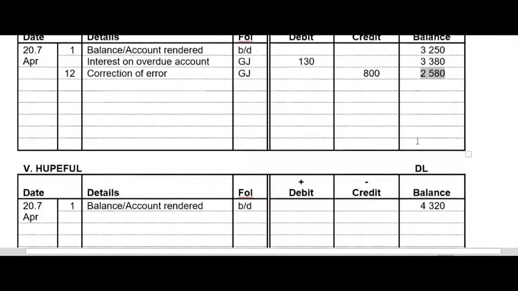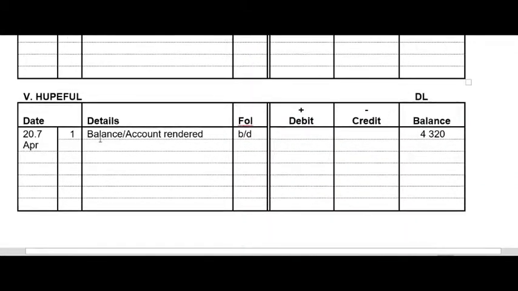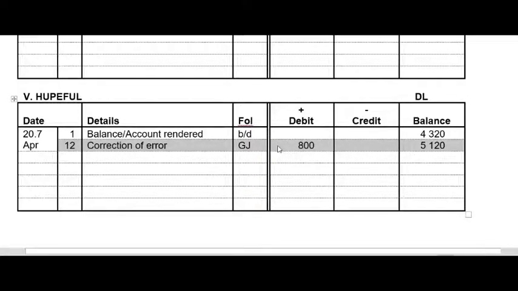2,580. Then if you look at V. Hopeful, his account rendered or his opening balance was given to us. Then on the 12th, you will also say correction of error, but now his account will be debited by that 800 Rand. So you would update his balance by saying 4,320 plus 800 gives you 5,120.